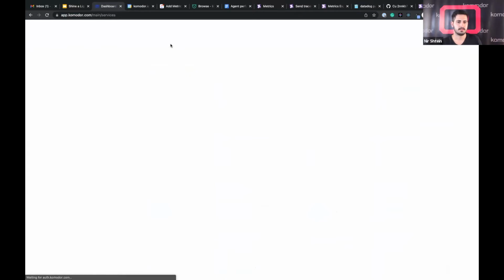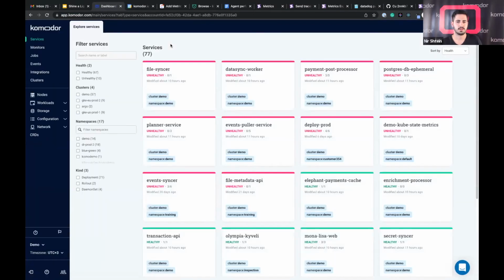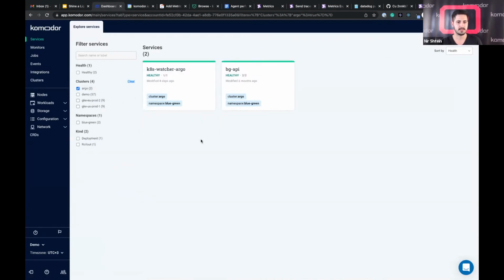So this is generally the main view that shows me all the services, meaning my workloads, deployments, daemon sets, across all of my clusters. In this platform, I have 4 clusters: Algo, Demo, GKE. Let's say I want to filter to a specific cluster, let's say Algo. Now I can see all the services currently running only on this cluster.